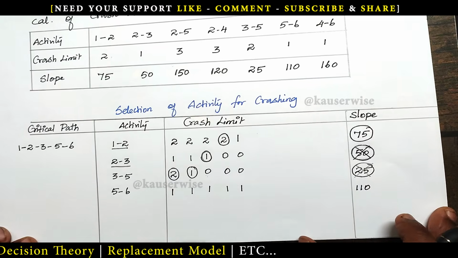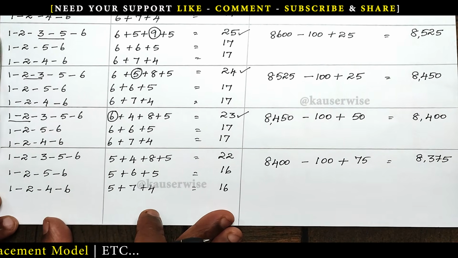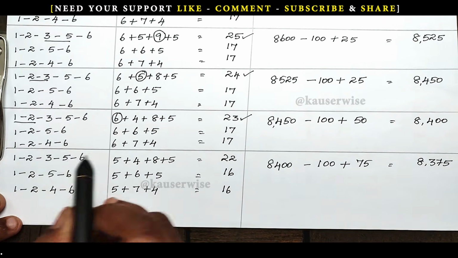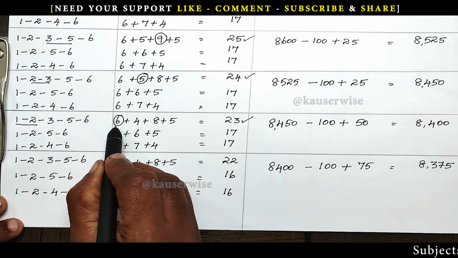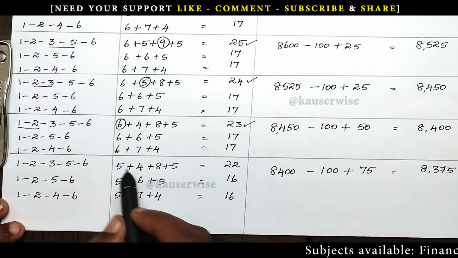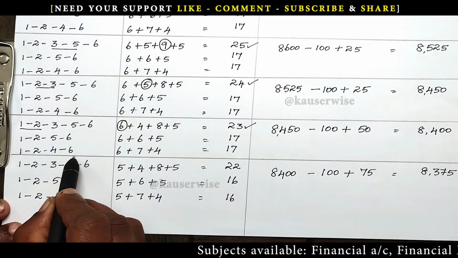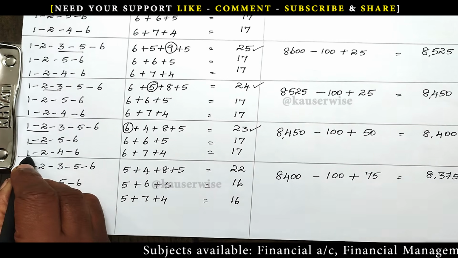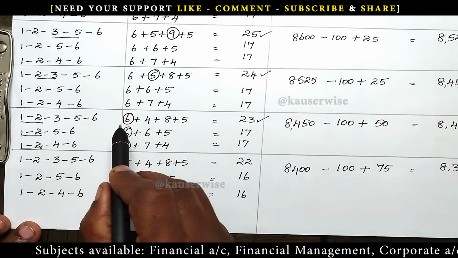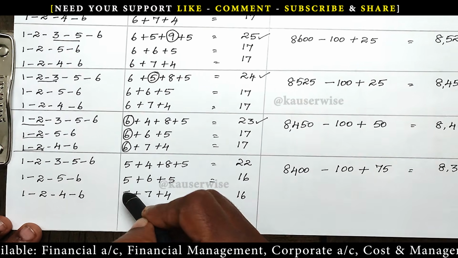See the table of crashing the network. According to the previous calculation, we have found that activity 1, 2 can be crashed by 1 day. So what is the normal duration? 6. Now we are going to reduce 1 day. It will become 5 days. The same activity is applicable in the other two parts also. Activity 1, 2 duration will be reduced from 6 to 5, here also 6 to 5 and here also 6 to 5.